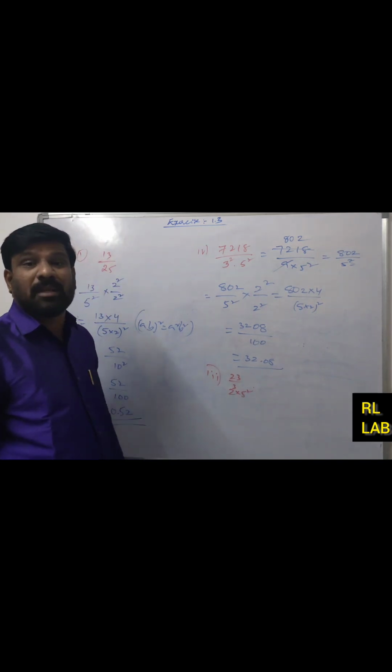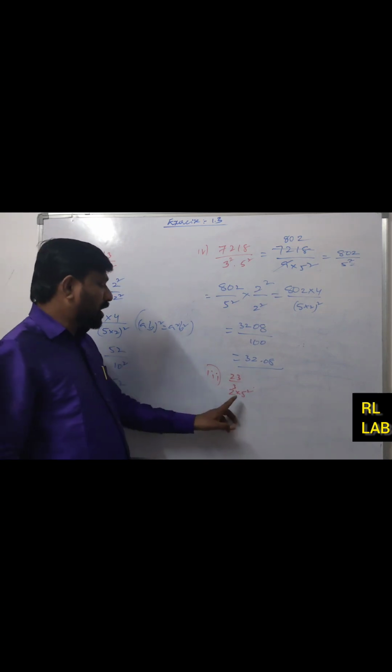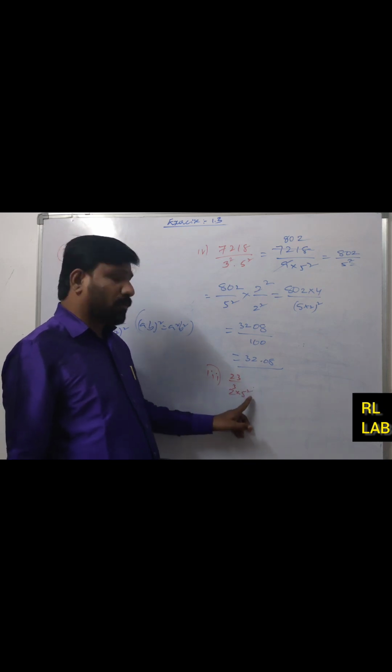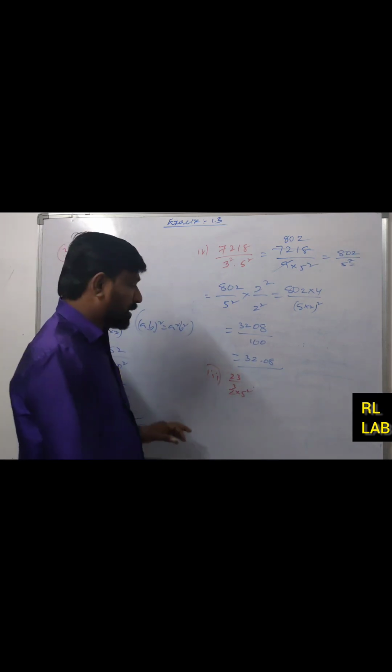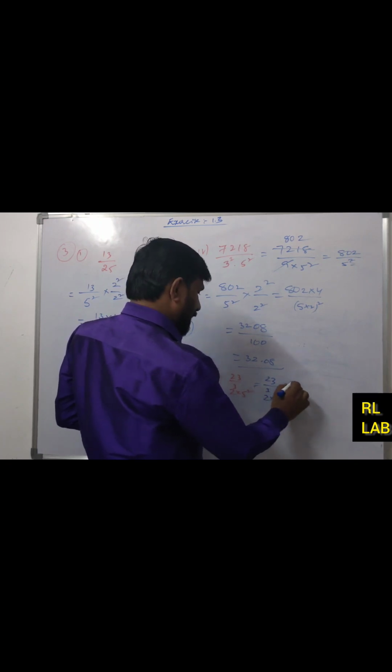You have to make them even powers, then only it becomes a multiple of 10 denominator. So what is the shortage here? Here power 3 is there, here power 2 is there. So if you multiply and divide with 5, this becomes 5 to the power 3, this also becomes 2 to the power 3. So both will be multiples of 10. So just multiply and divide with 5 in this case.